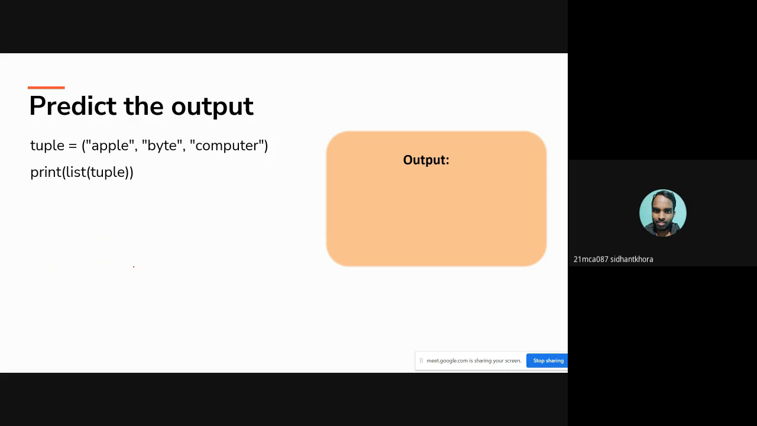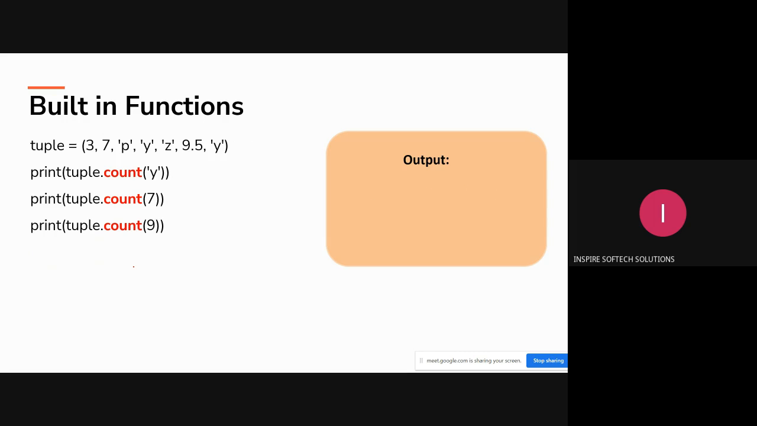Exactly. So apple, byte, computer will be in the square brackets. Next question. Built-in function based on count. Already we discussed the count. So count of y. How many y's are there? 2 y's. How many 7s are there? 1 seven. And count of 9 I'm making. So do we have 9? No. So what will be the output?